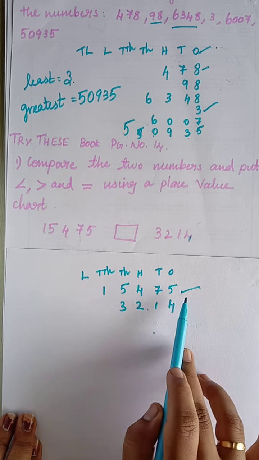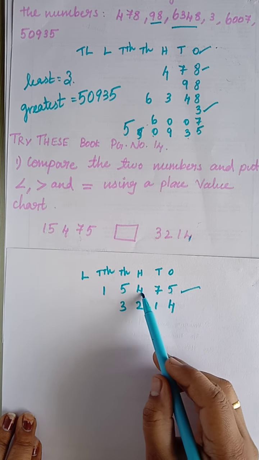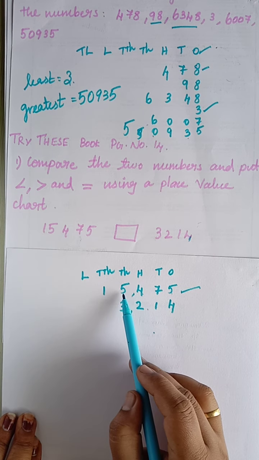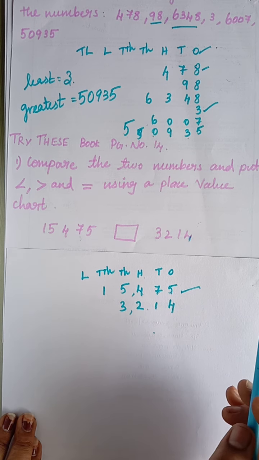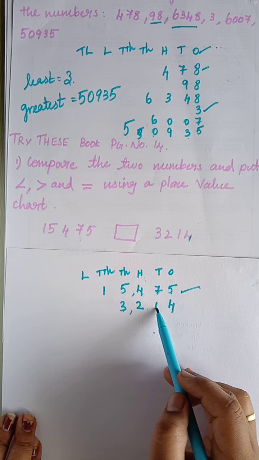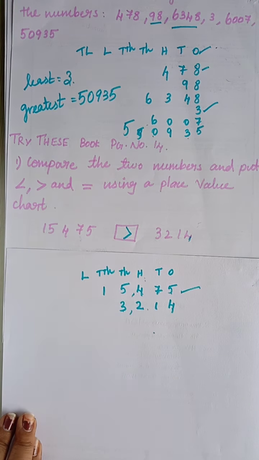So this is the biggest number, that is we can name it. 15,475 is bigger than 3,214. So our answer should face this side. Clear? Can you understand?